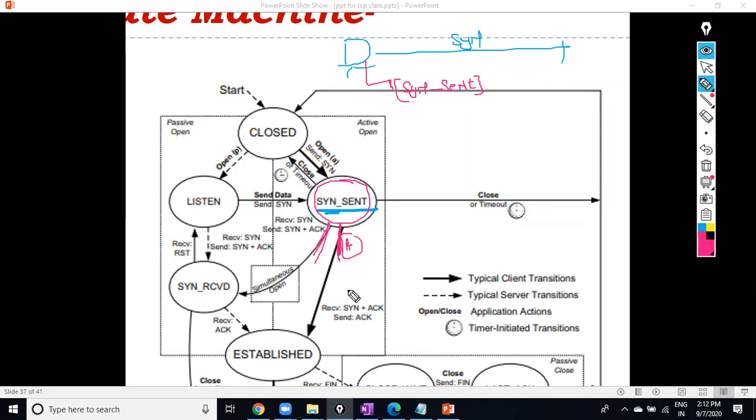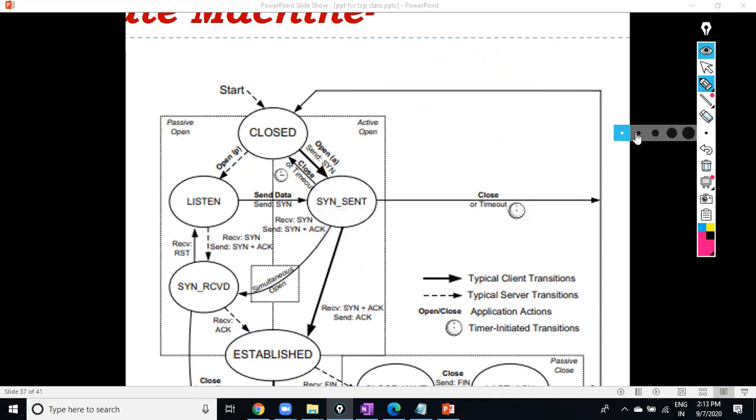In section A, if I'm receiving SYN plus ACK, then after that I have to send an acknowledgement. And when I send the acknowledgement, now I'm in the established state. The same thing we discussed in the previous class. So this is almost the same scenario.